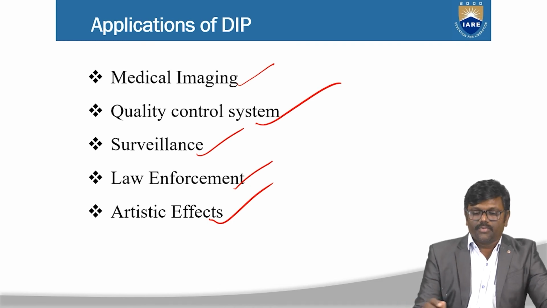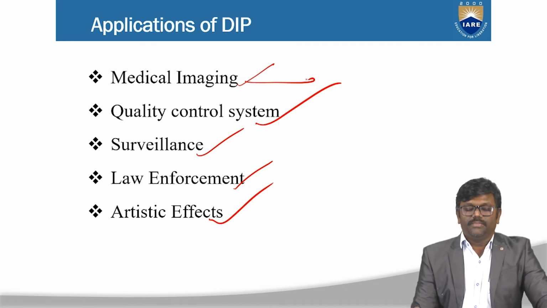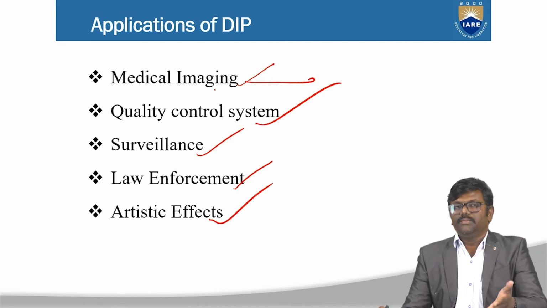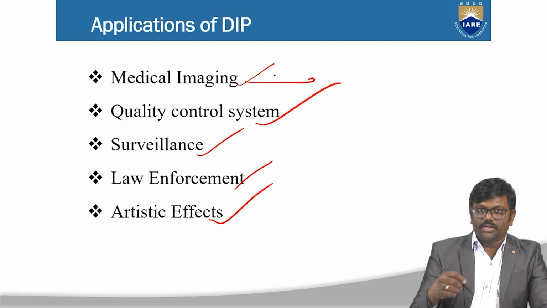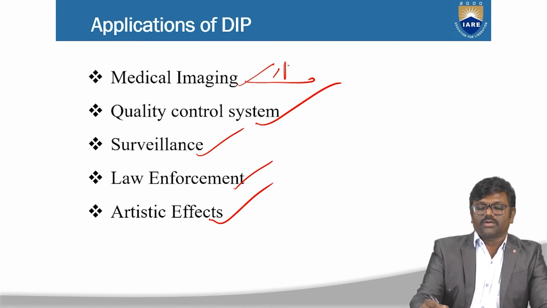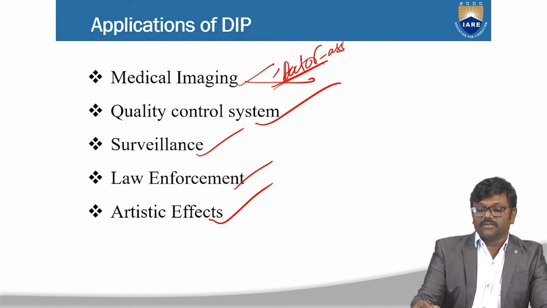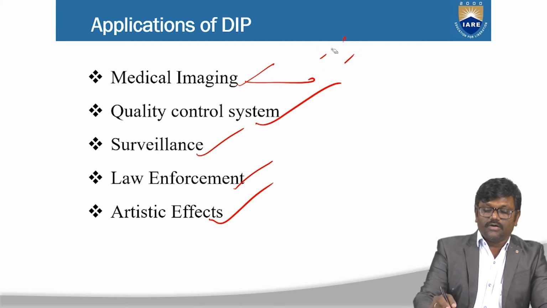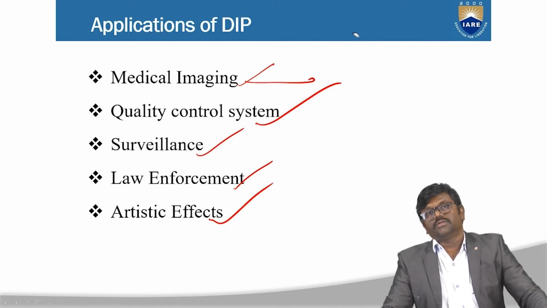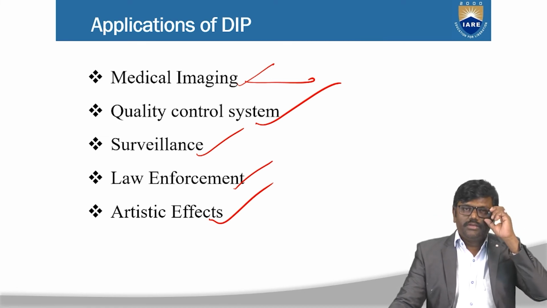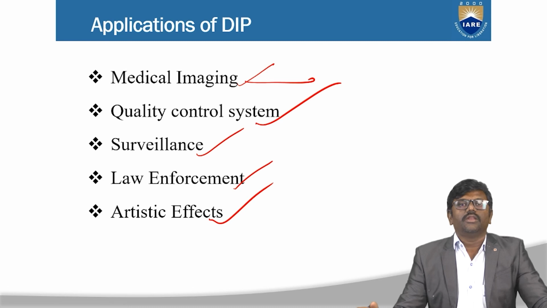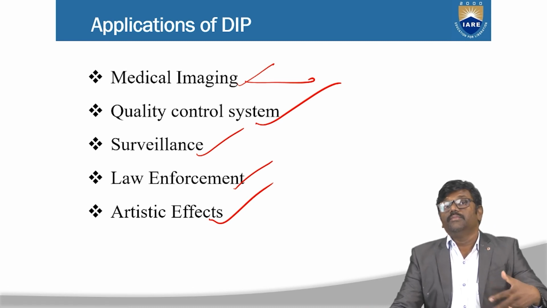Let me briefly explain each and every application of digital image processing which I have noted here. Number one, medical imaging. What do you mean by medical imaging? In the sense, we are going to develop digital image processing for your doctor. So you are developing a doctor assistant system. This assistant system works completely in terms of digital image processing, which helps any doctor in terms of medical image processing.